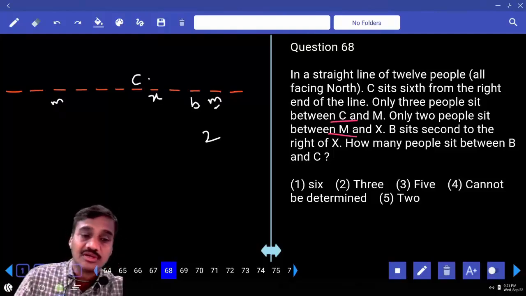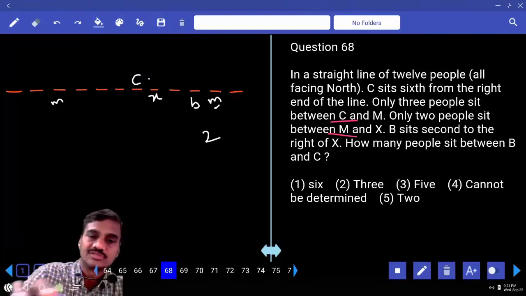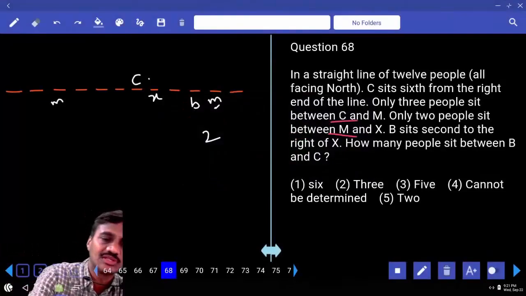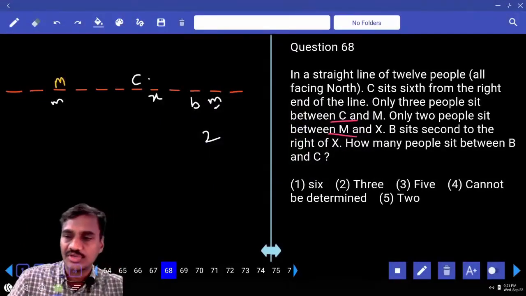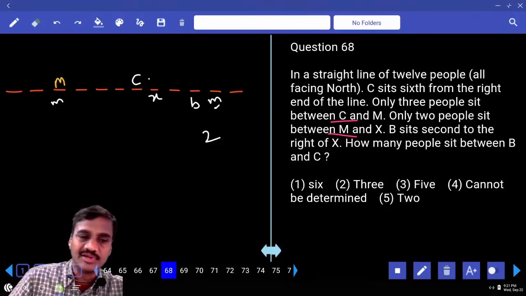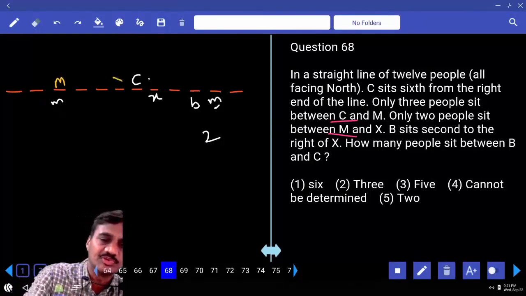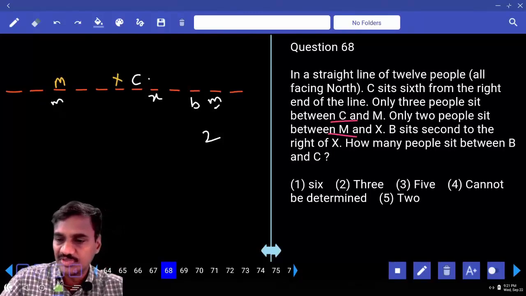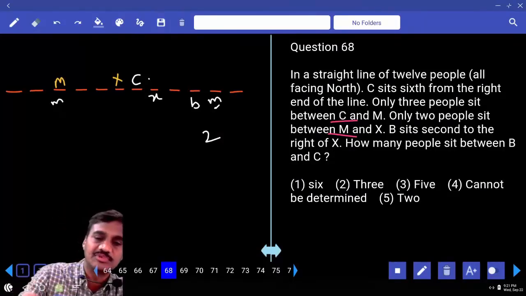2 persons. Now let's take the second case. In the second case also, is there a chance for M to come here or not? Suppose M comes here, and 3 persons between C and M, 2 people between M and X. Two people between M and X, so X comes here. If X comes here, B sits second to the right of X, so B will be at this place.